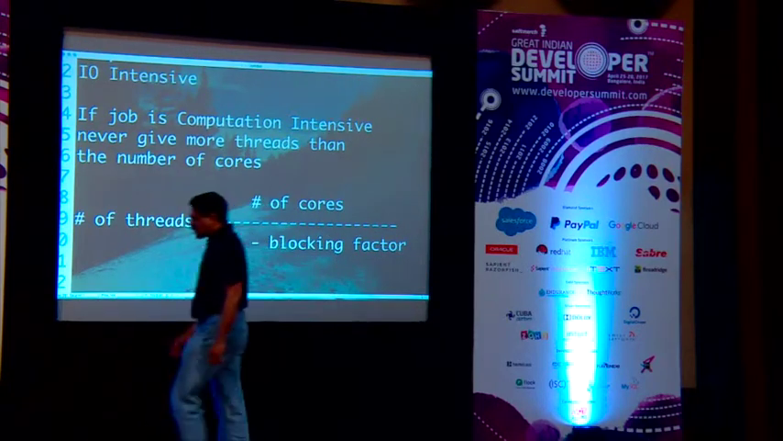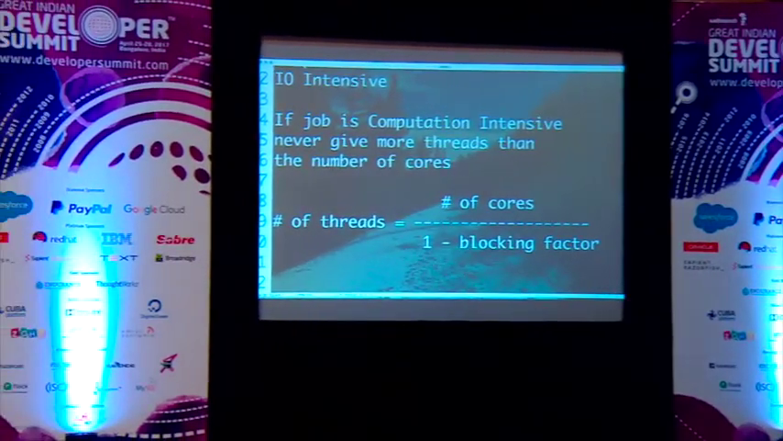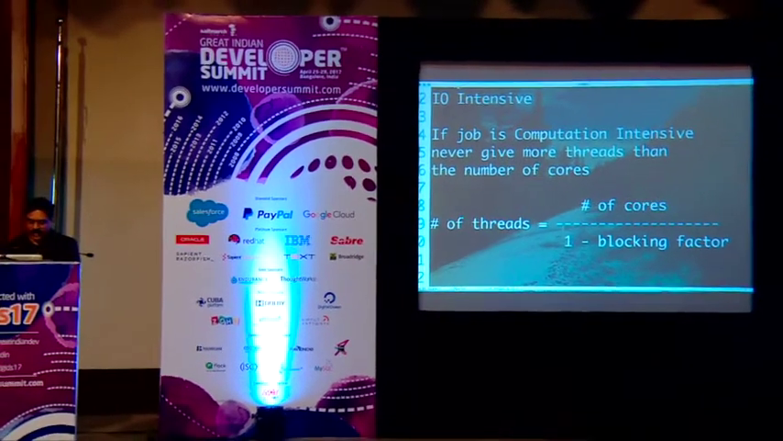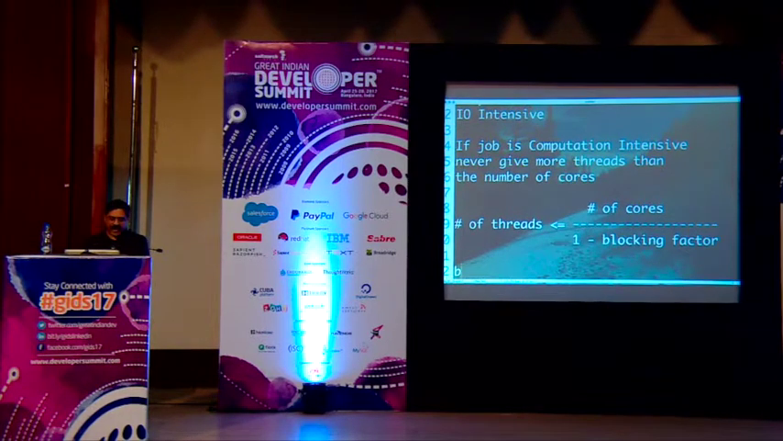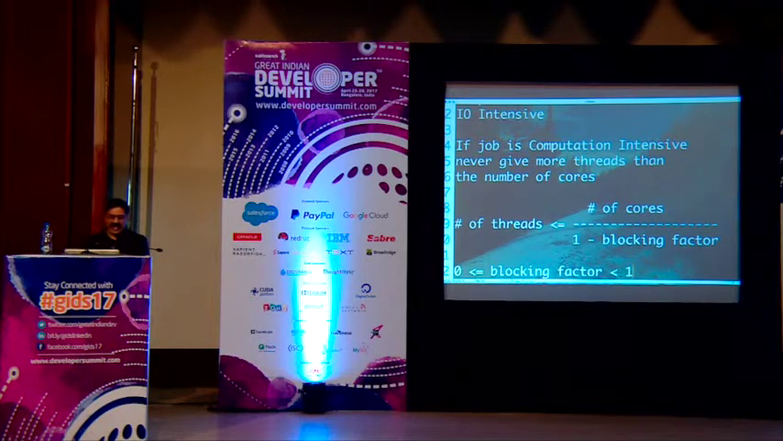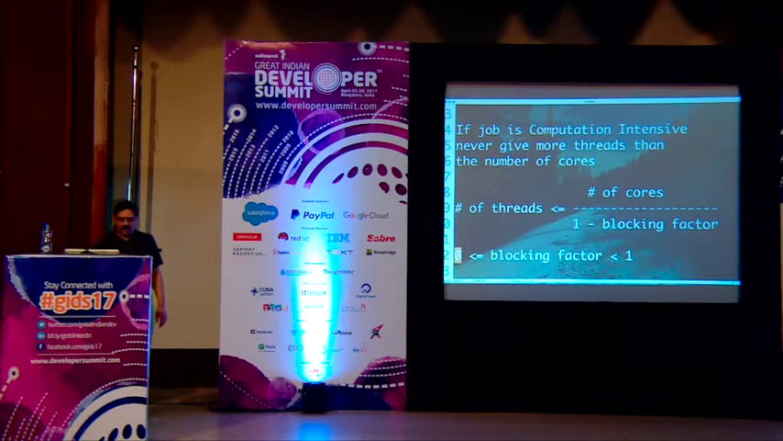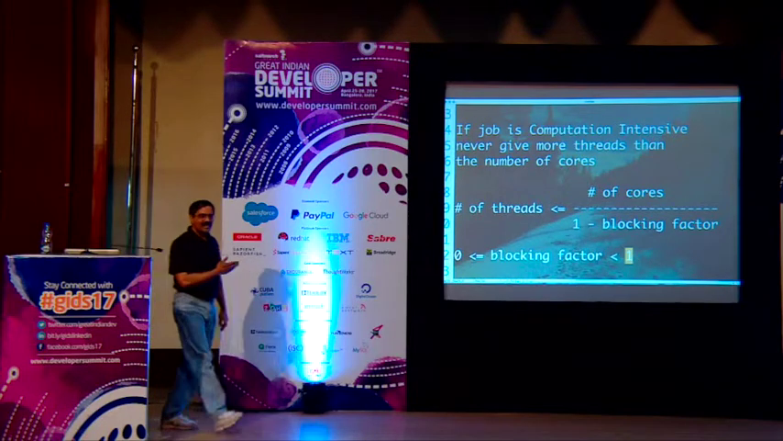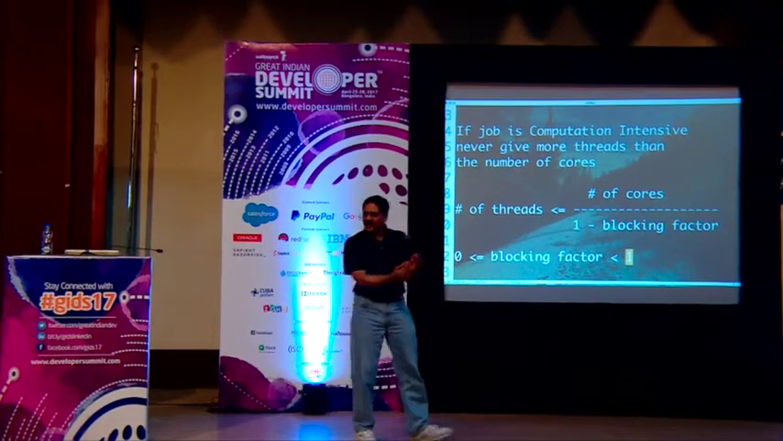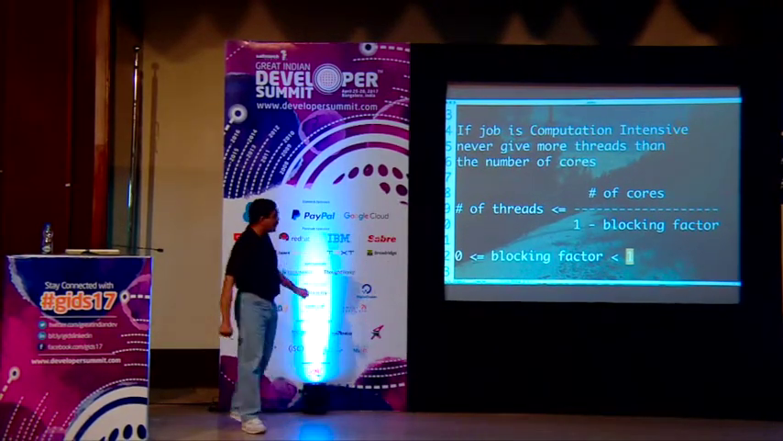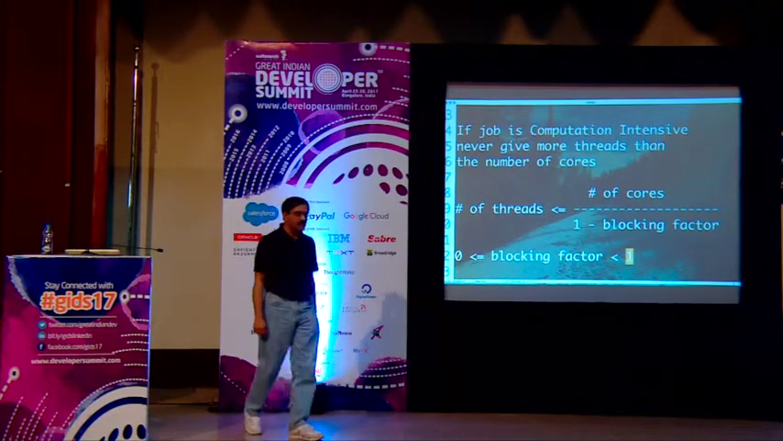So the point really in this case is, the number of threads is less than or equal to that formula, where, of course, the blocking factor is 0 less than or equal to the blocking factor less than 1. So if it is 0, what does it mean? It's computation intensive. If it is 1, what does it mean? Deadlocked, right? You don't want to ever touch that 1. If you're close to 1, you still have hope of finishing eventually, but you are waiting for a long time to get the data. So the point really is, this is what you have to do.